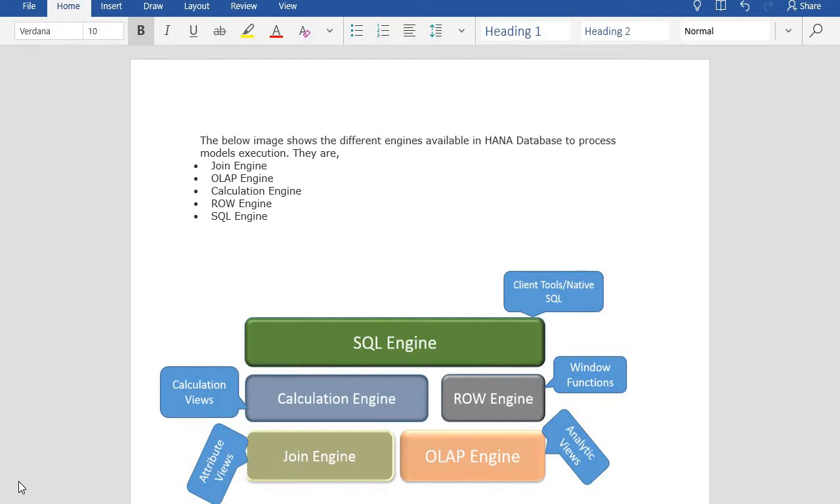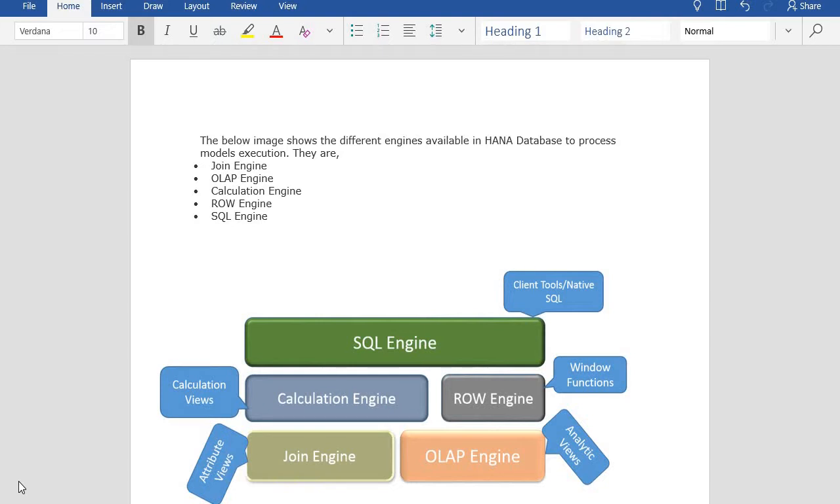And when we are working on attribute views, the join engine is used. The system uses the OLAP engine when we are working with analytic views.